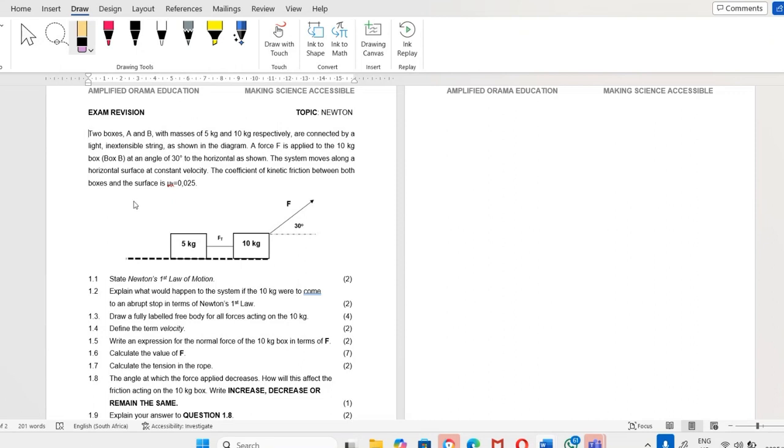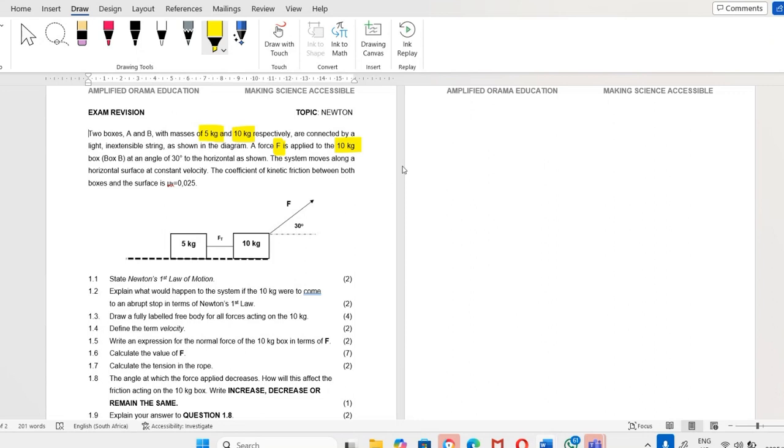The question reads: two boxes A and B with masses 5 kg and 10 kg respectively are connected by a light inextensible string as shown in the diagram. A force F is applied to the 10 kg box, which is box B, at an angle of 30 degrees to the horizontal, as shown. The system moves along a horizontal surface at constant velocity. The coefficient of kinetic friction between both boxes and the surface is 0,025.